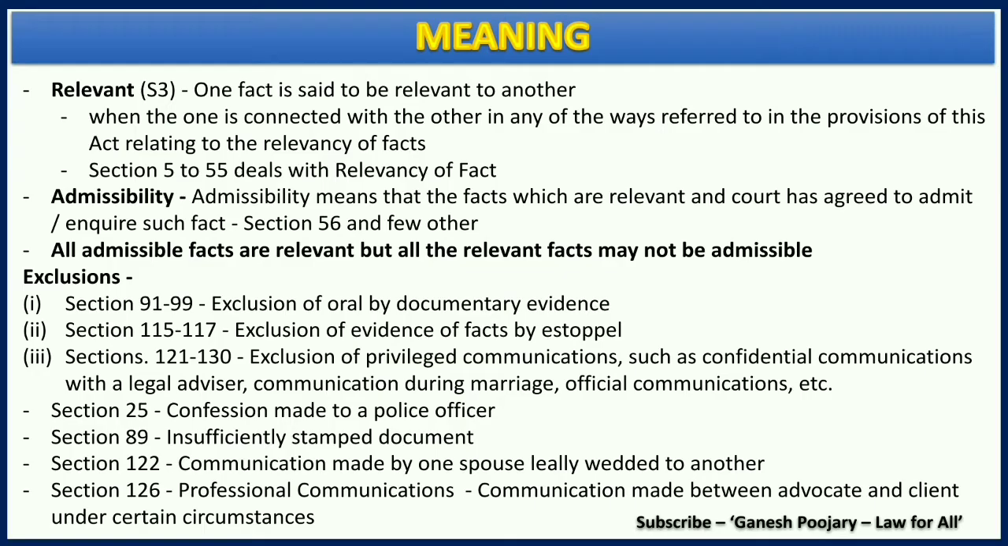Like sections 91 to 99 is the chapter which discusses exclusion of oral by documentary evidence. Sections 115 to 117 discuss exclusion of evidence of facts by estoppel, and sections 121 to 130 discuss exclusion of privileged communications such as confidential communications with legal advisor, communication during marriage, official communication, etc.